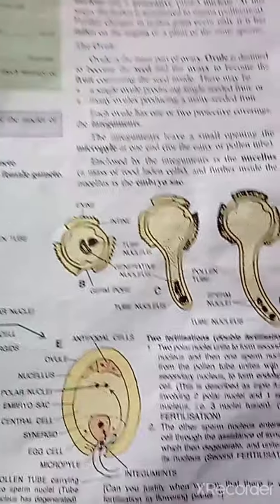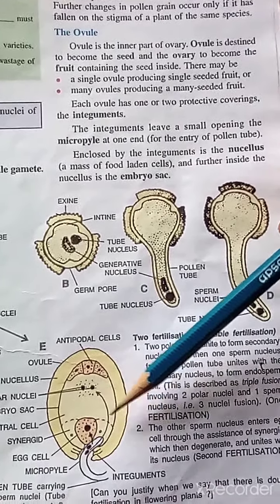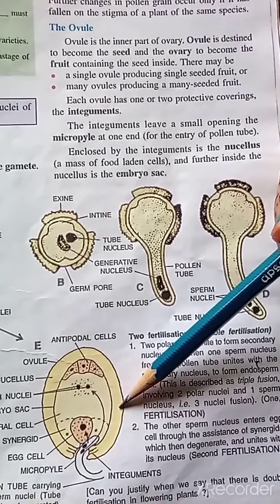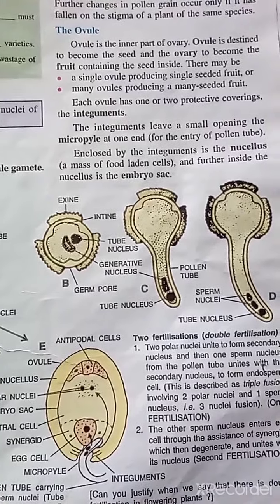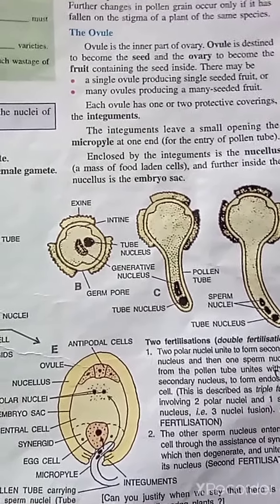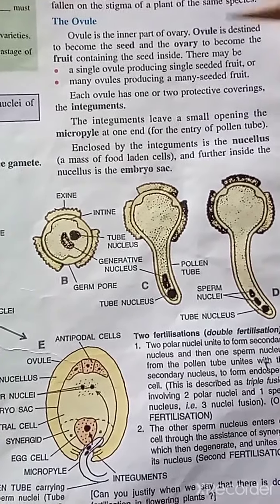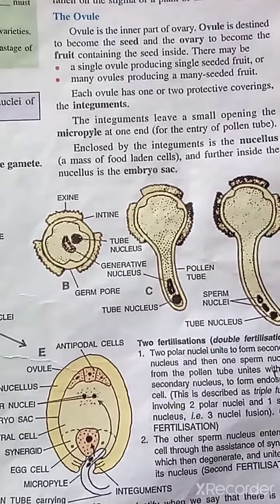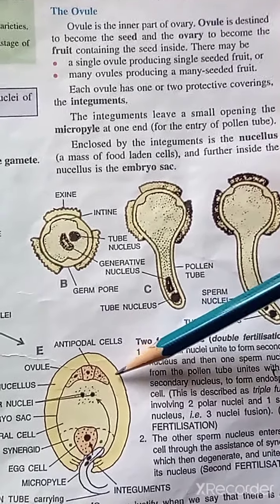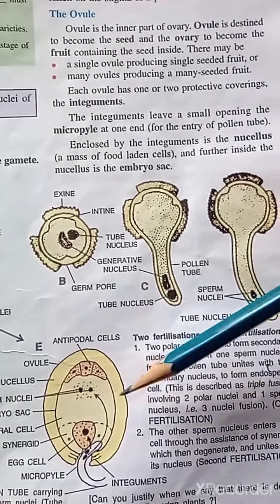Now the structure of the ovule is given. The ovule is the inner part of the ovary. The ovule is destined to become the seed. After fertilization, the ovule becomes the seed and the ovary becomes the fruit. This is a very important question, what becomes what. Ovule becomes seed and ovary becomes fruit. A single ovule produces a single-seeded fruit, or many ovules produce a many-seeded fruit.